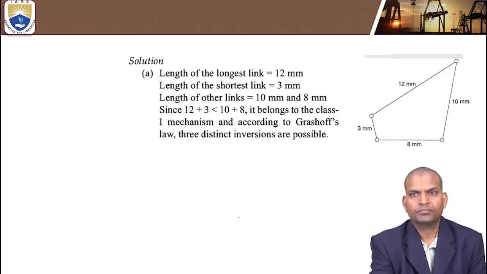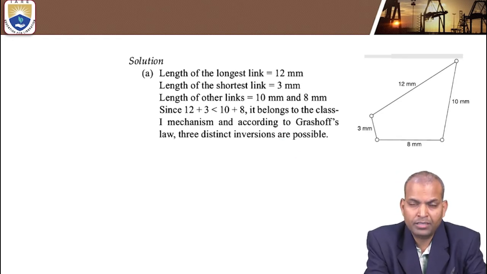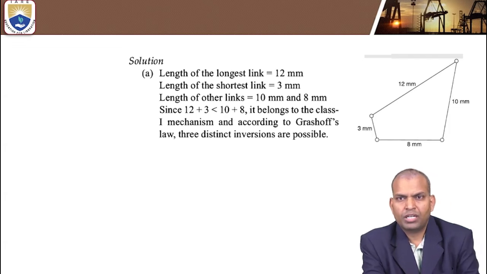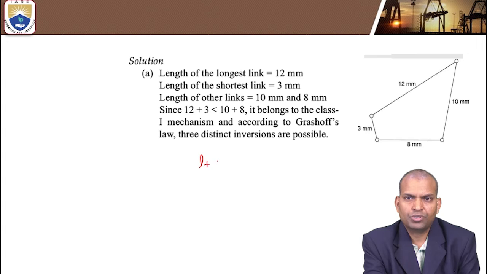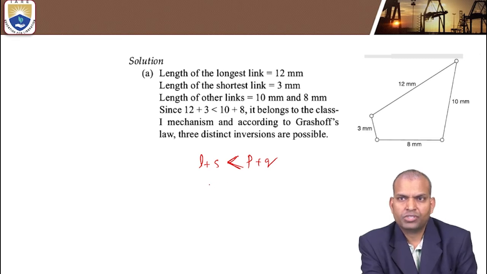Thus, solution. The length of the longest link equals 12 mm. The length of the shortest link equals 3 mm. And the sum of the lengths of the other links equals 10 plus 8, 18 mm. According to Grashof's Law, the longest link plus the shortest link, L plus S, should be less than P plus Q. Here, longest is 12, shortest is 3, and the other two links are 10 plus 8.